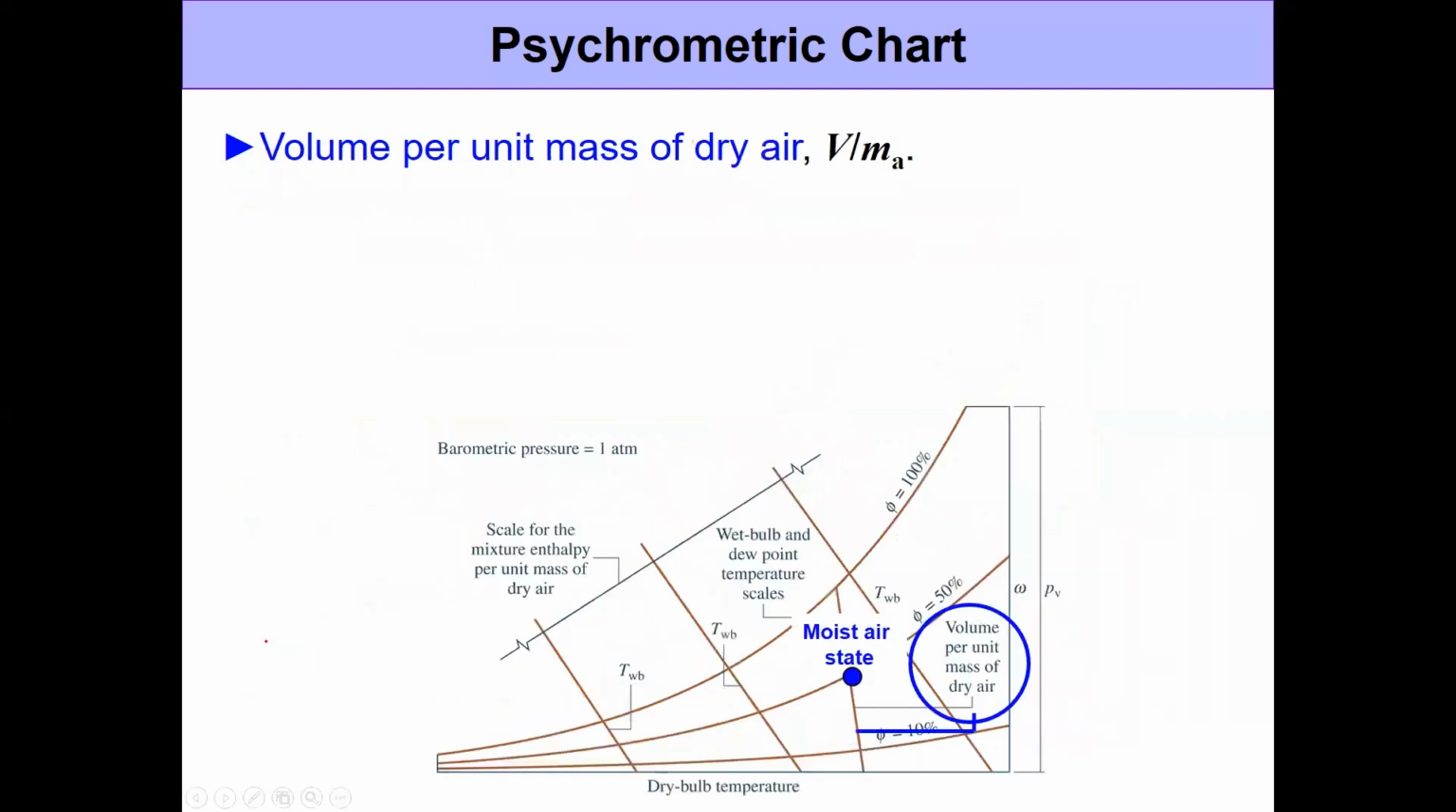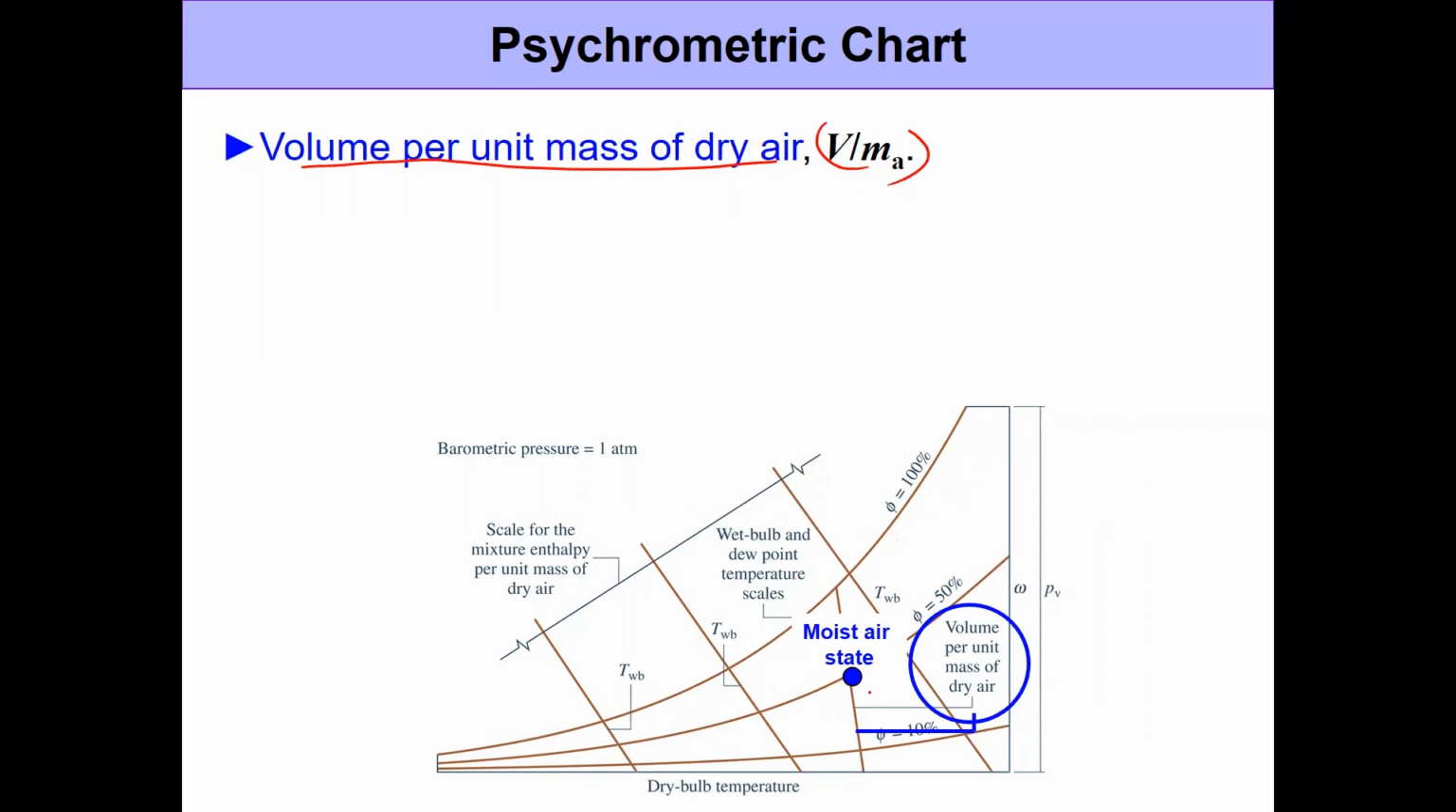All right, so now let's talk about the volume that we can measure from the psychrometric chart. The volume that we get here is basically the volume per unit mass of dry air. Okay, so it's not just the volume, it's sort of the specific volume if you want to think about it. But here it's normalized with respect to the mass of dry air and not the mass of vapor, simply because the mass of dry air remains constant.